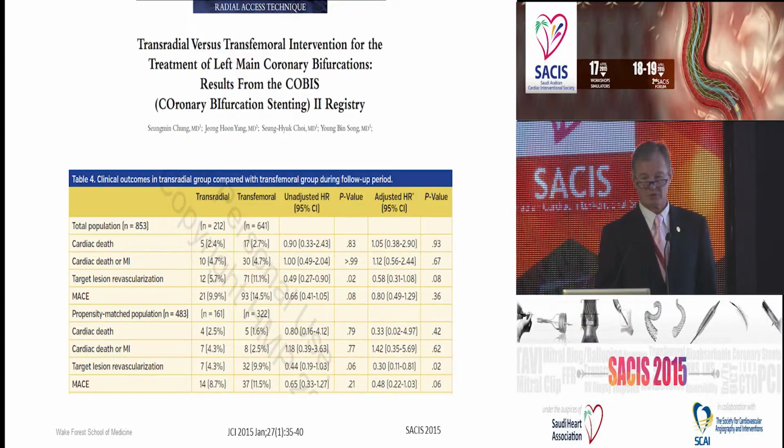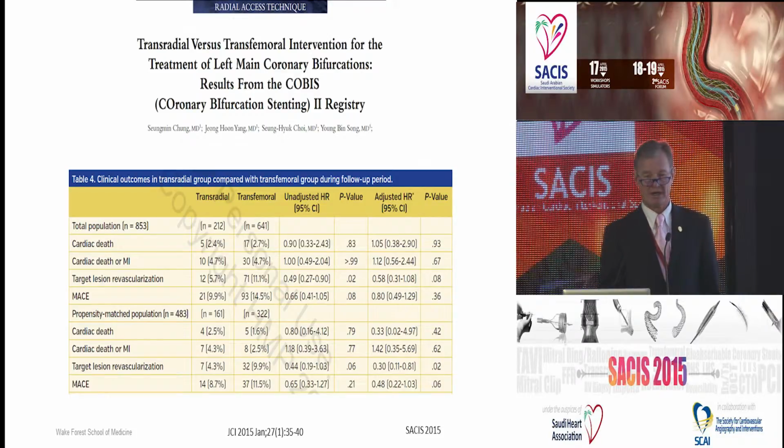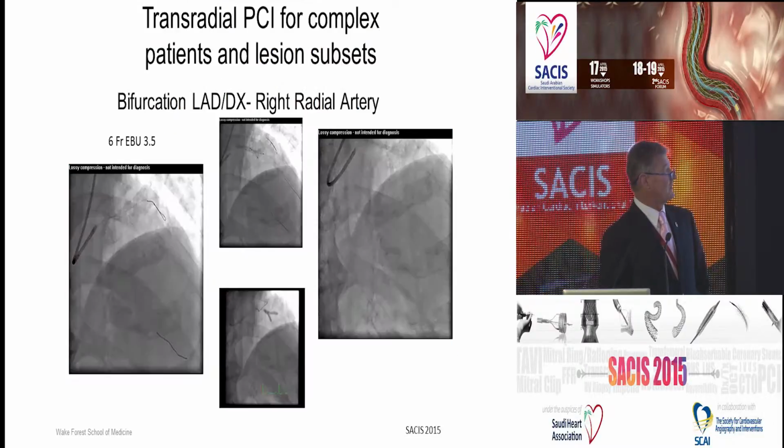Now, whether or not the radial approach somehow has a decrease in MACE rates is probably going to be problematic because, as I already told you, I think once you have your guide catheter in place, it's really irrelevant whether or not you got there from the radial artery or from the femoral artery. So here's a case of a bifurcation shown on the upper left, LAD and diagonal.